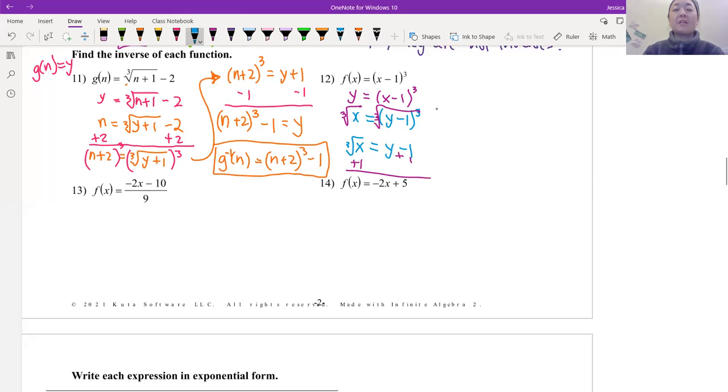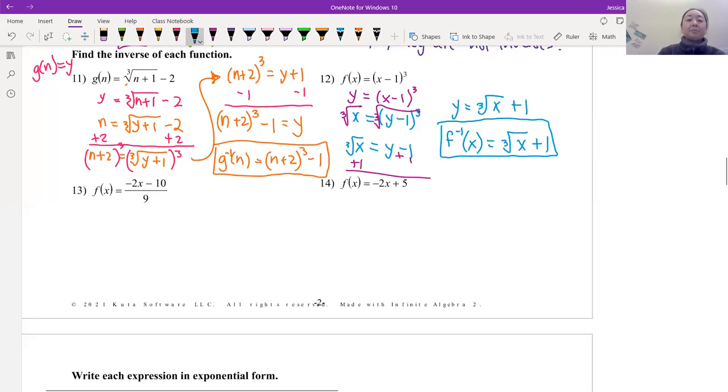And what I have left is y is equal to, I'm just moving the y to the left-hand side because I like it on the left instead of the right, the cube root of x plus 1. Now I'm just changing it to function notation. So it's going to be the inverse of x is equal to the cube root of x plus 1. There we go. That's my inverse. Just like that. All right.